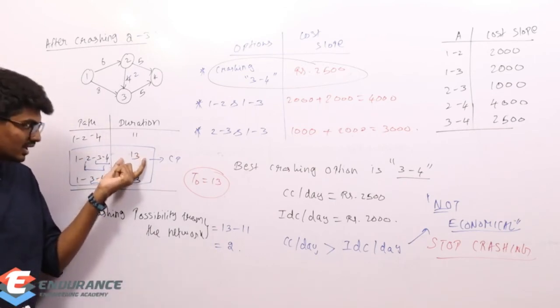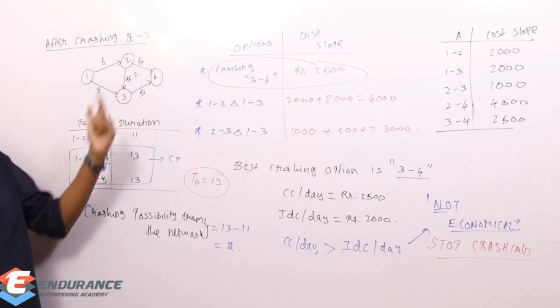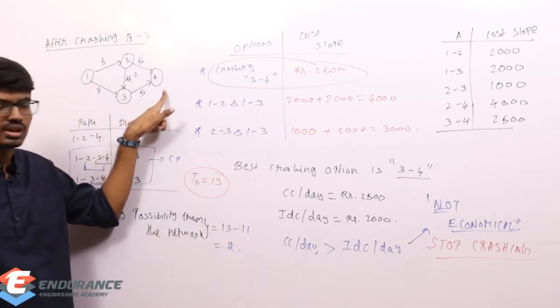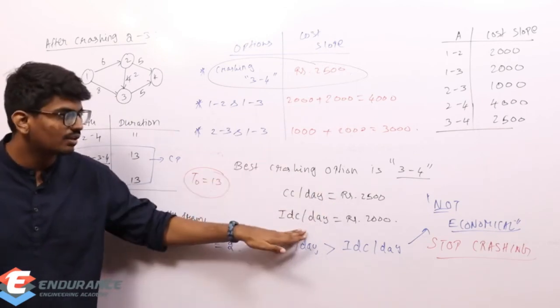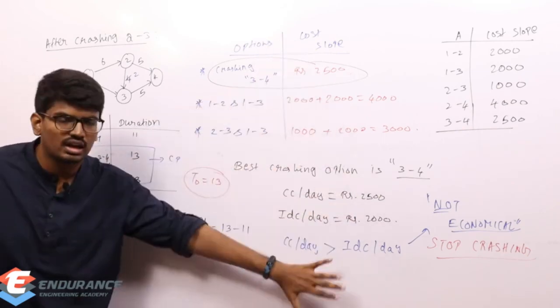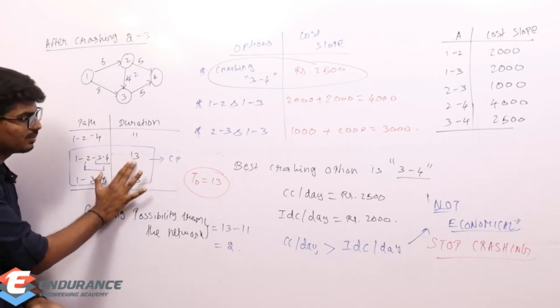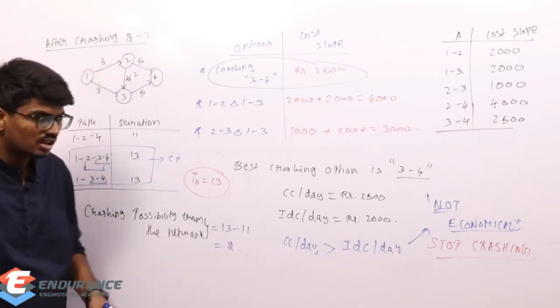Initially it was 15, from 15 I reduced to 13. How I did it? I crashed 2 to 3. Now in the second step, I tried to crash 3 to 4, but crashing cost per day of 3 to 4 is greater than that of indirect cost per day. So obviously crashing is not economical, so I should stop here. So our project duration is 13 after crashing 2 to 3.